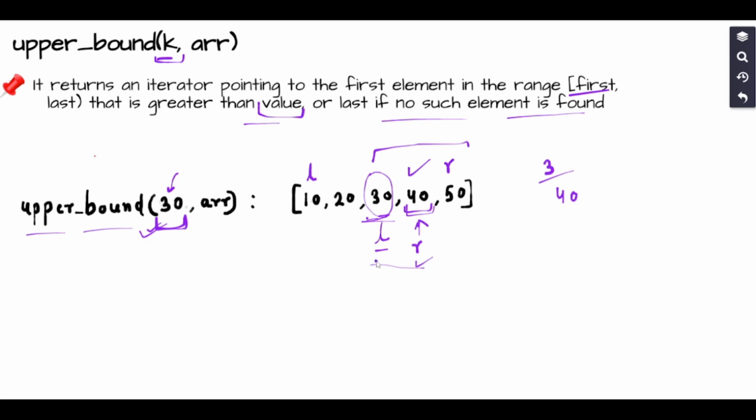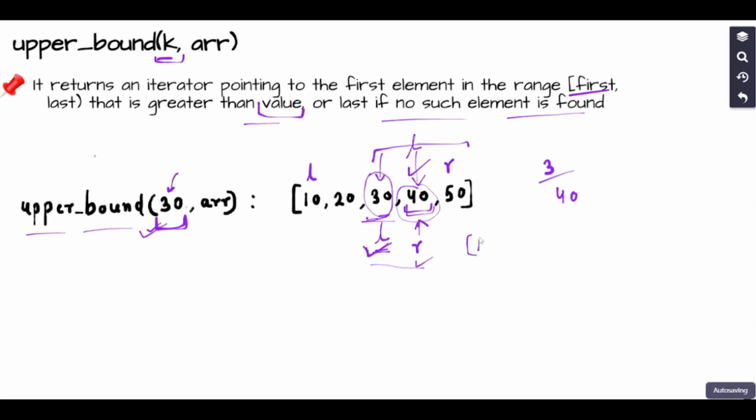I again calculate the middle element for this range, that would be 2 plus 3 by 2, that would be 2, which is this one, and I see that this is not greater than 30, and I again jump back to this element and I see 30 is not the candidate which we are searching for. So I reinitialize L to this pointer, that is 40. So L and R are staying at the same position now.